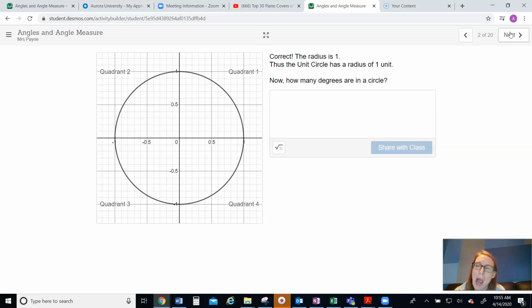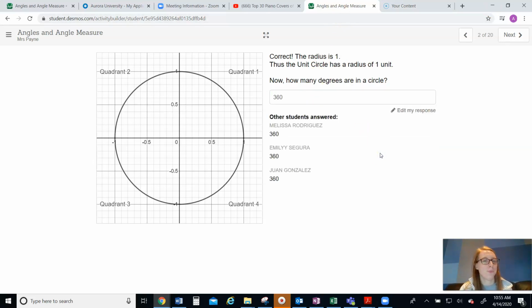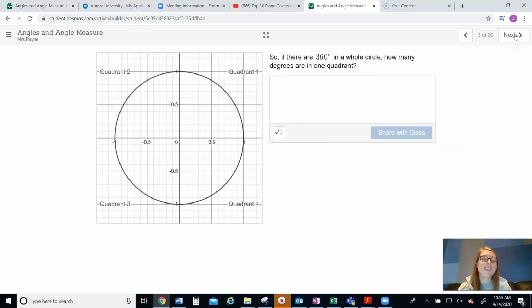So my next question is, how many degrees are in a circle? And a lot of us knew that there were 360 degrees in a circle. And so that's very important to know for this unit as well. Okay. So then the next thing is, now there's 360 degrees in a whole circle, but how many degrees are in one quadrant?